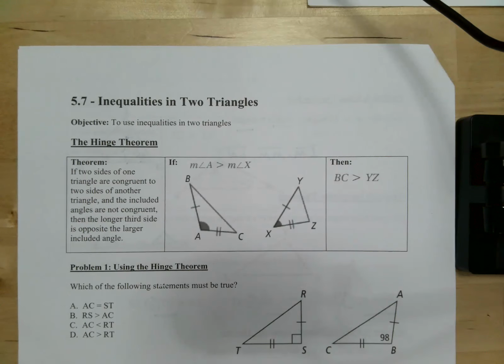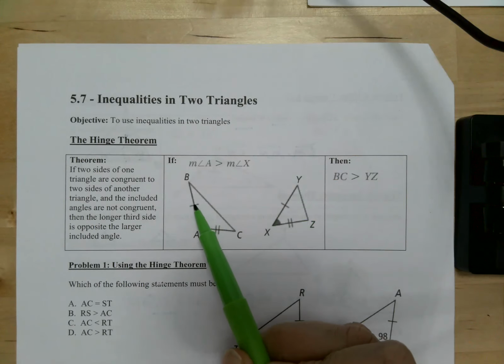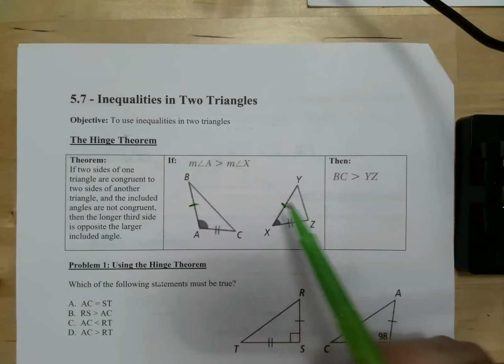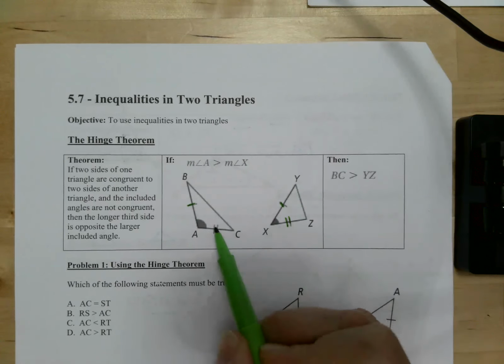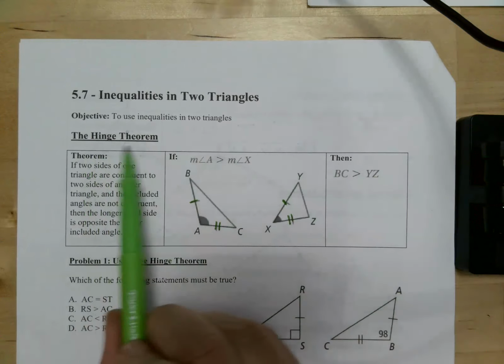Okay, still dealing with inequalities and triangles. Now we're talking about two triangles, but there's still properties within triangles. So this one is saying if we have two triangles, and two lengths of each of the triangles are equal to each other, this is called the hinge theorem.